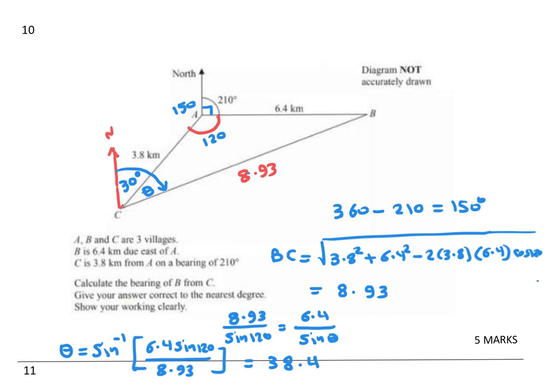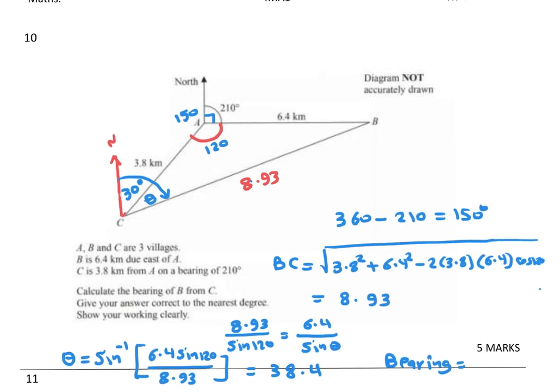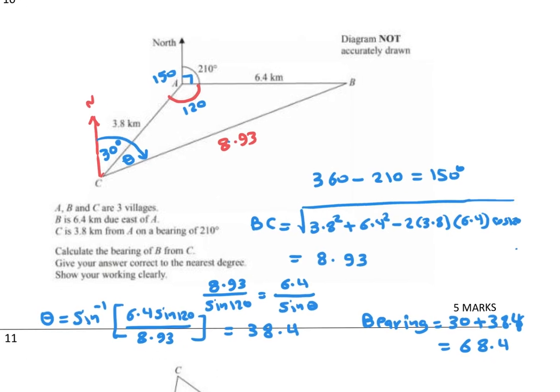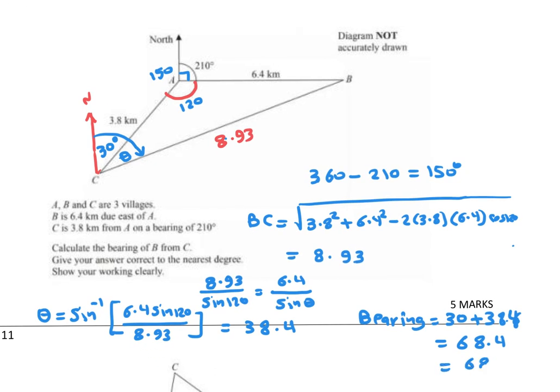So now theta is 38.4. To find the bearing, you need to add 30 with theta. So 30 plus 38.4, the answer is 68.4. To the nearest degree, it will be 68.